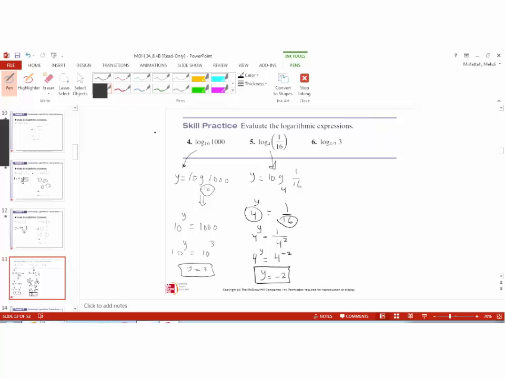Y equals log 3 with a base of 1/3. Okay, and then what do you do next?